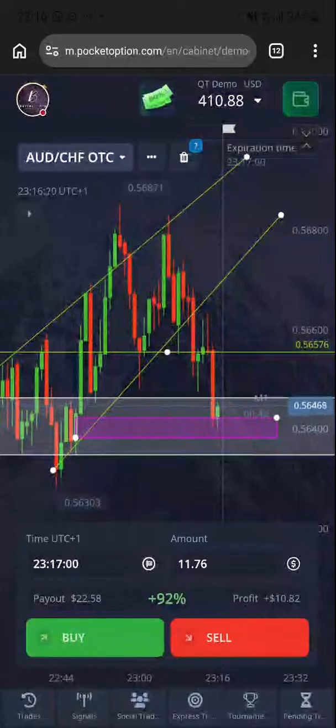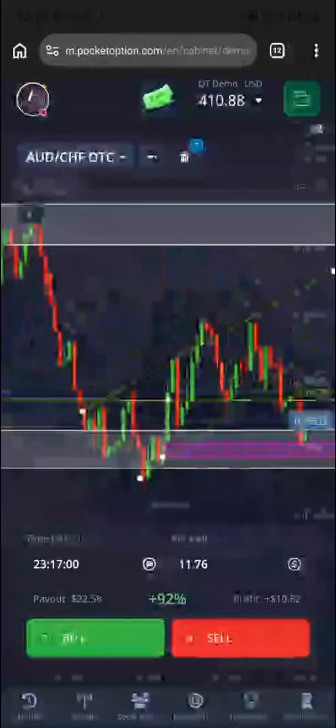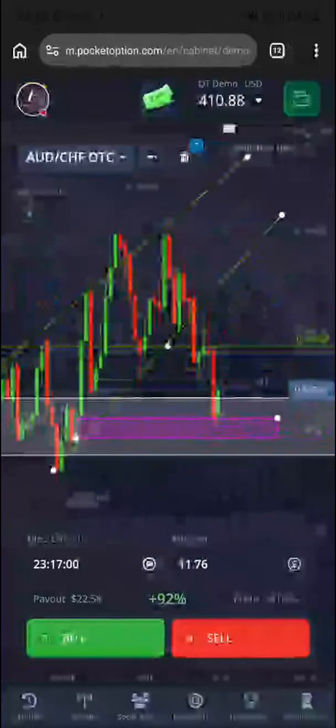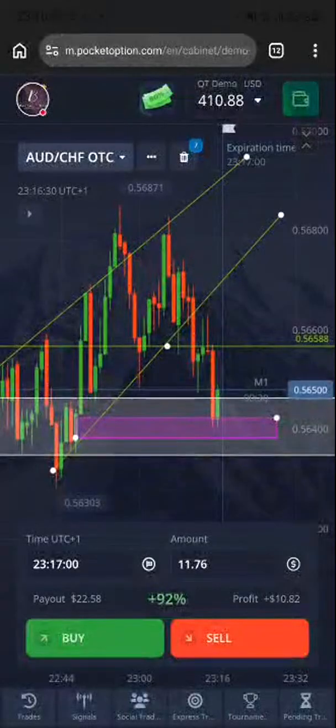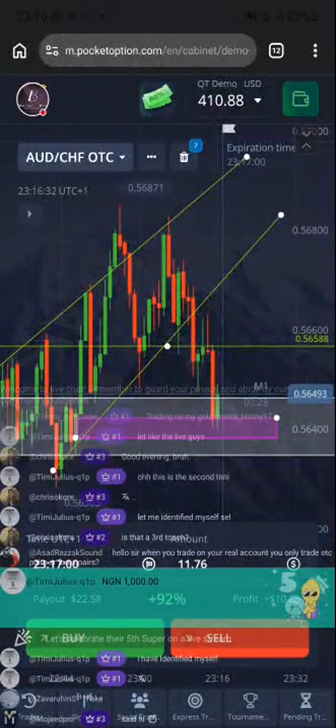You understand? We took that trade inside this entry. There was an M5 entry down here that we marked, where the support area is.